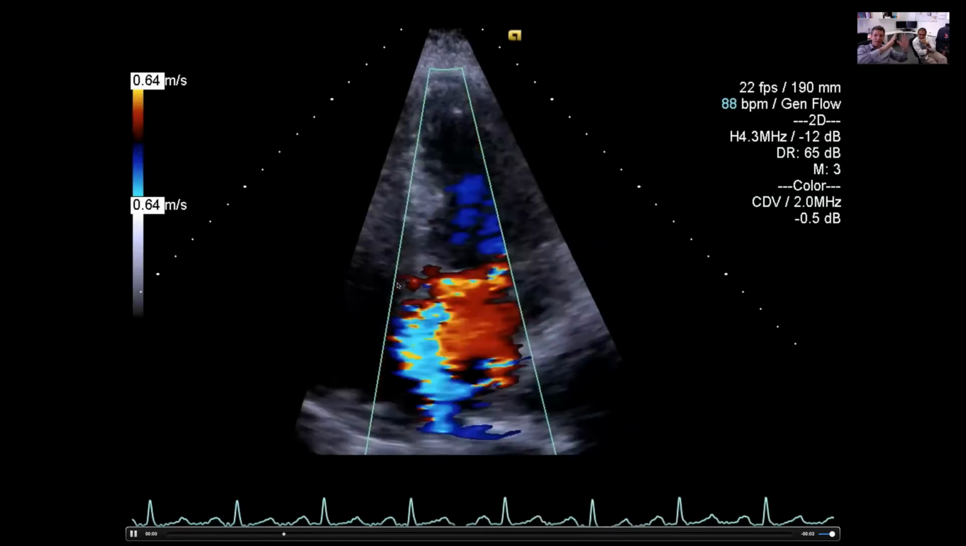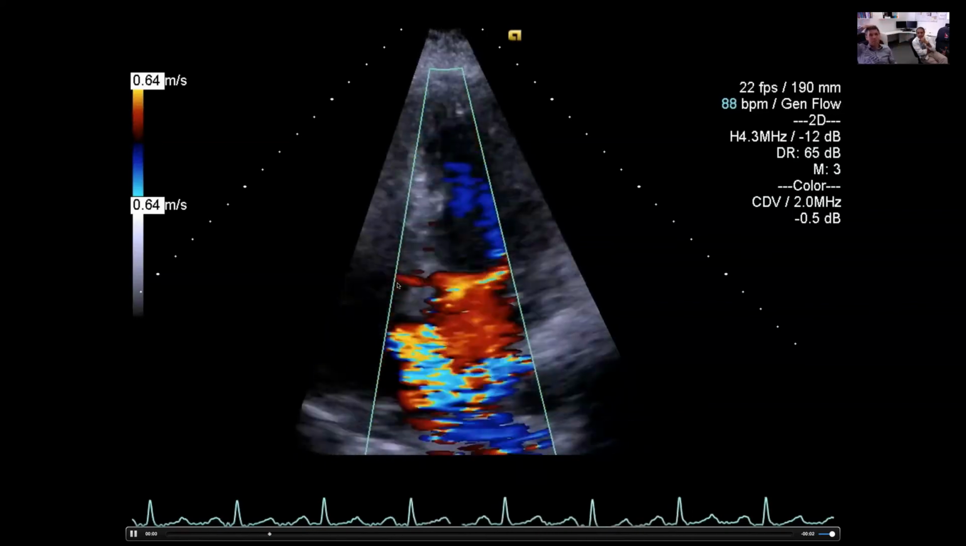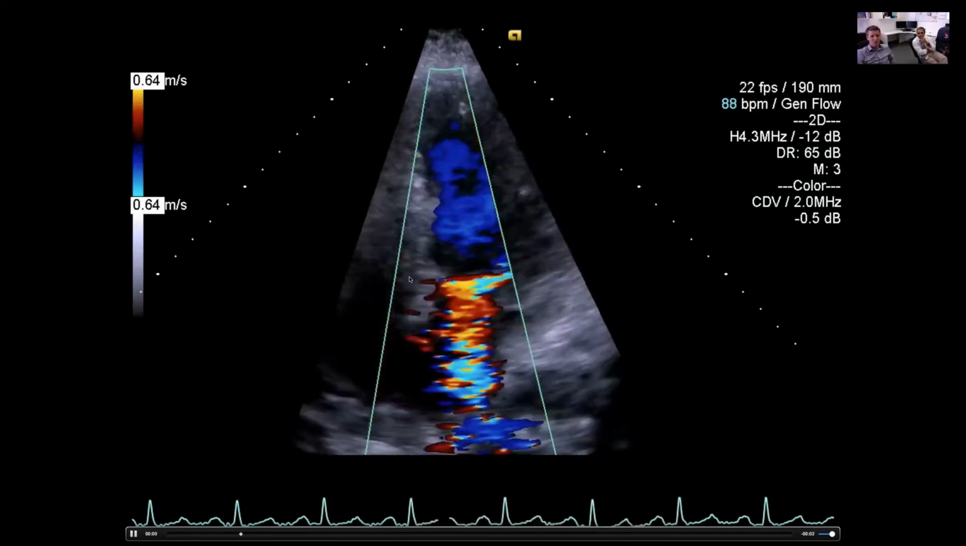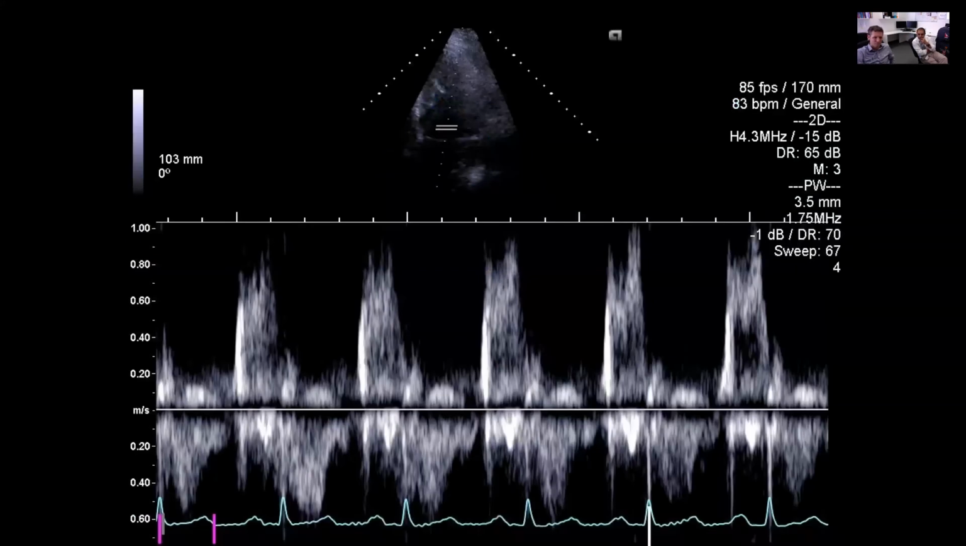I should not have that big color sector box filling the entire screen. That's not appropriate. So this is me trying to take a picture, I think, of the mitral valve inflow view, and that's just rubbish.